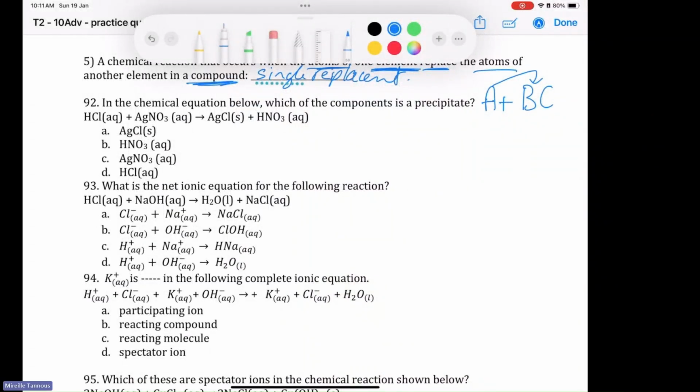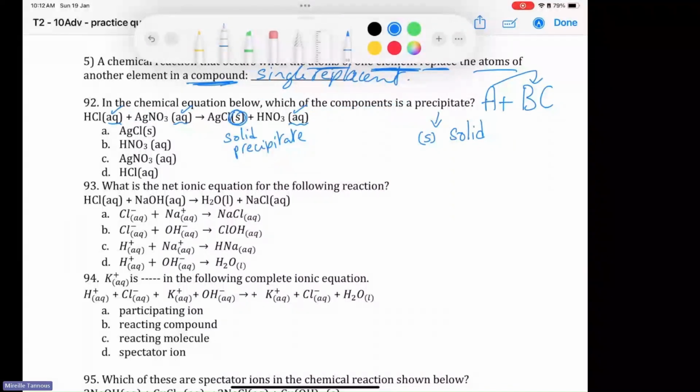Now, moving on to the questions of the second lesson. In a chemical equation, which of the components is a precipitate? Remember, a precipitate means the one that has the sign of a solid, means a solid formed. This is aqueous, aqueous means dissolved in liquid, I cannot see it as a solid, but this sign means that it's a precipitate. So AgCl is the precipitate.